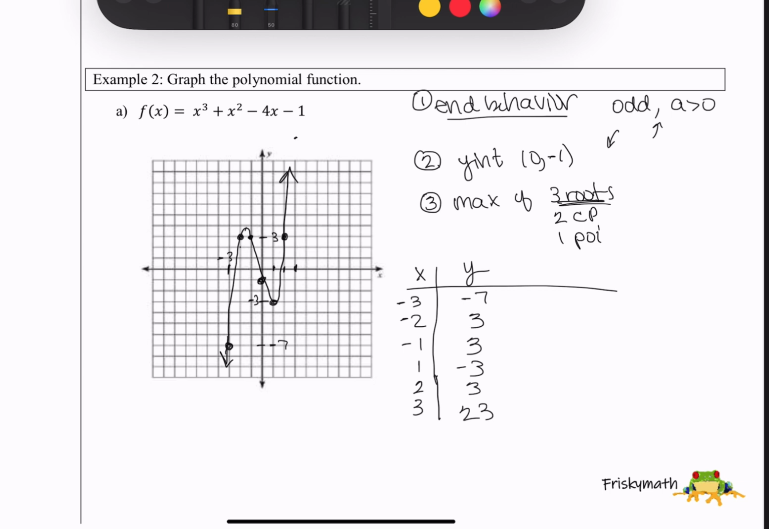Now, I know that I can have a maximum of 2 critical points. This actually does have my graph, even though they're not perfect, right? I have a couple of critical points. And I know I can have a max of 1 point of inflection. Well, I can see that the graph goes from concave down to concave up. So my point of inflection is somewhere between there.